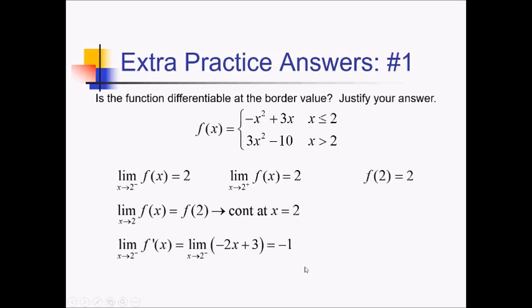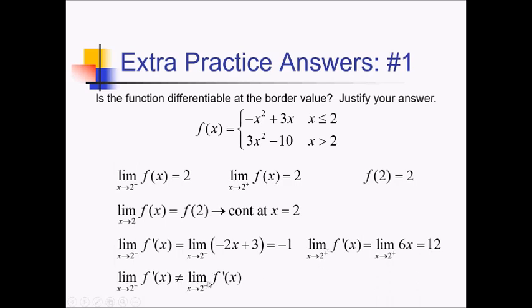Now we need the right side limit as we approach 2 for f prime. That's using this second rule. Using the power rule on this, we have 6x, limit as x approaches 2 from the right. And then that's going to be 6 times 2, which gives us 12. So we see here that the left and the right side limits of f prime are not the same. The slopes don't match up. Therefore, our function is not differentiable at x equals 2.